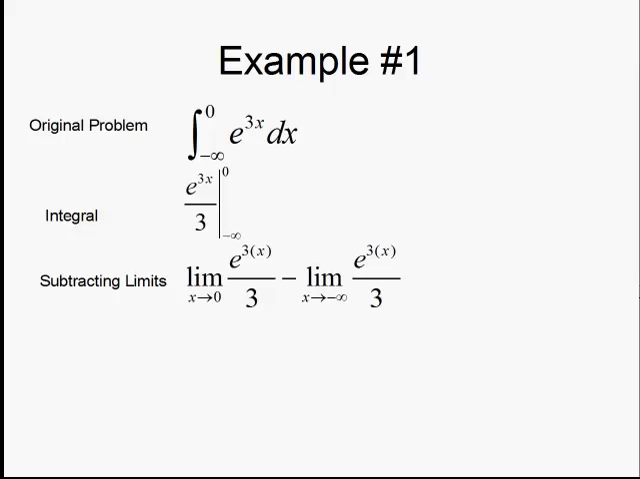Now, you must take the limit of e to the 3x power over 3 for both the lower bound, negative infinity, and the upper bound, 0. This yields 0 and 1/3 respectively. Subtract the limit of the lower bound from the limit of the upper bound. This yields 1/3.